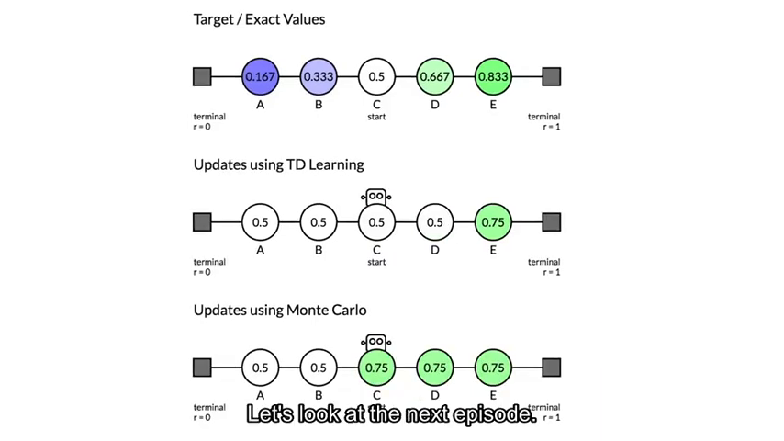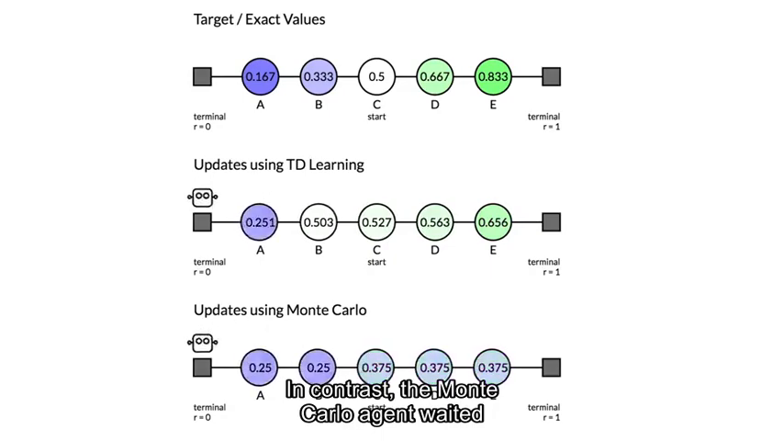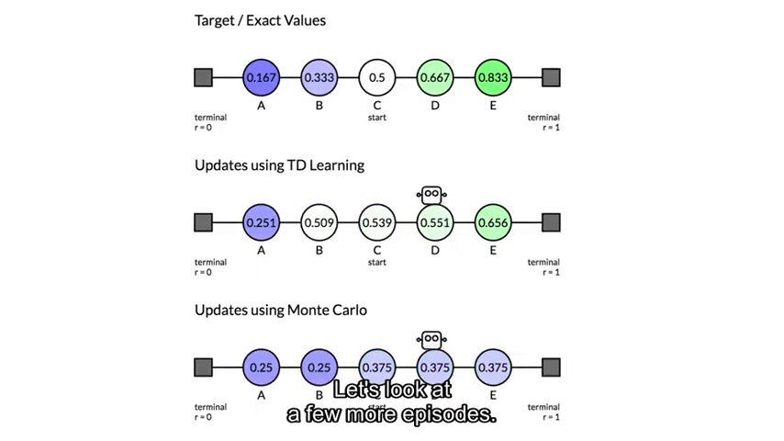Let's look at the next episode. Pay attention to how the values are updated during the episode. Eventually, the TD agent makes updates to the values on every step. In contrast, the Monte Carlo agent waited until the end of the episode before it made its updates. Let's look at a few more episodes.